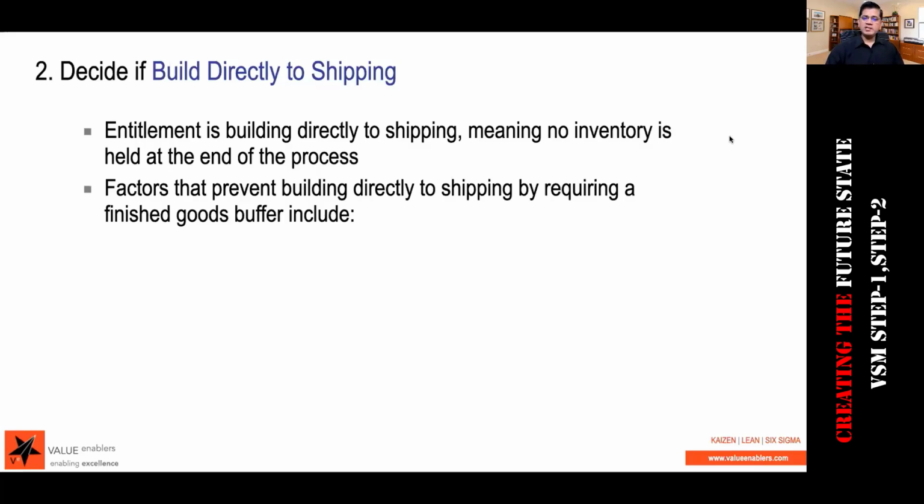Then we are talking about factors that prevent building directly to shipping by requiring a finished good buffer. Now let us see this. This is going to be interesting. We are going to see the factors that prevent directly to shipping. Why can't we build everything directly to shipping? High demand variability. If the demand is so variable, then again, you cannot.